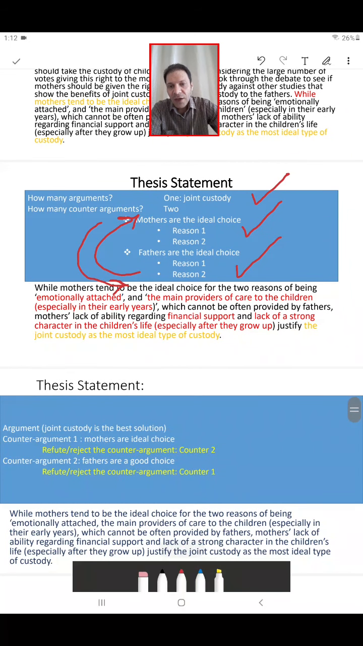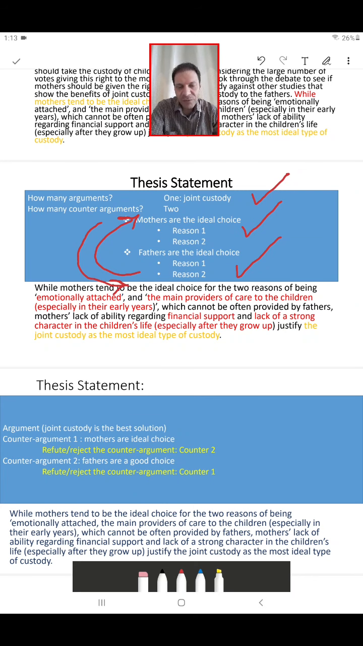Look at this one. While mothers tend to be the ideal choice, tend to be, meaning that many people agree, for two reasons: being emotionally attached and being the main providers of care for the children. So it means that I am going to talk about each one in the next paragraph. So the next paragraph would be about mothers' emotional attachment.